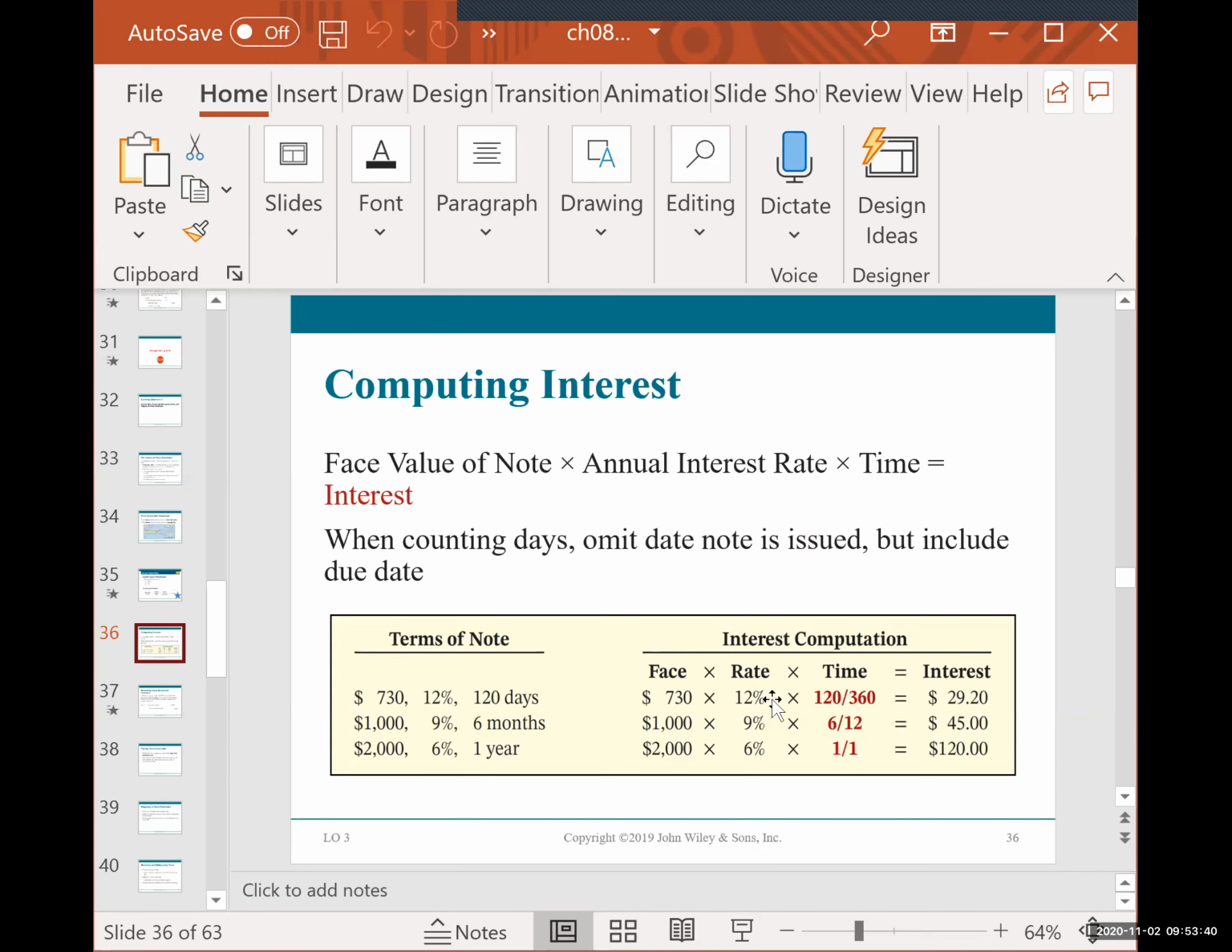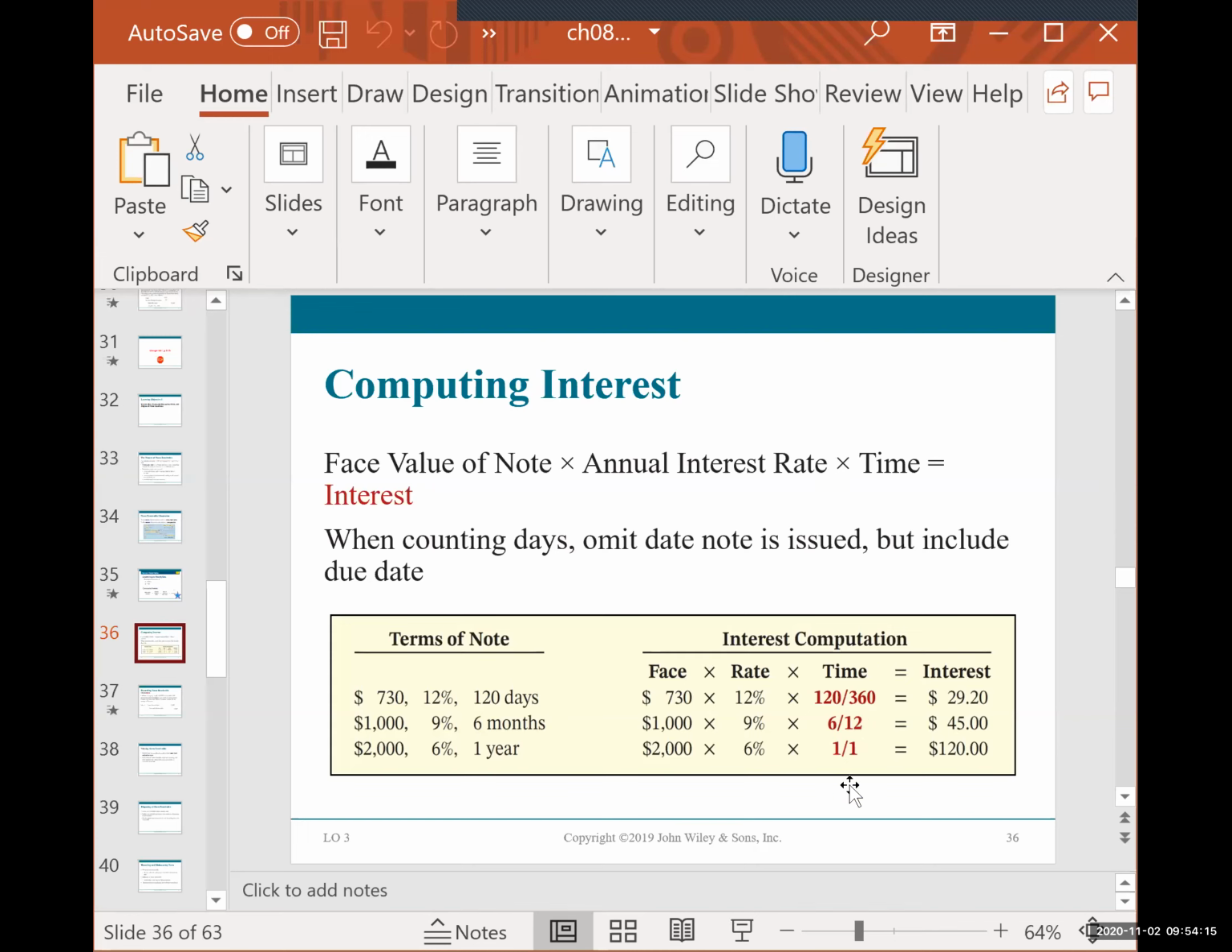Okay. So here's what you need to remember. Look in the time column there. Do you see where it says 120 over 360? Okay. Anytime it's a day note, your denominator, the bottom number, is going to be 360 whenever it's a day note. Now, we know there's 365 days in a year, right? But in accounting, we use 360 days, and your book describes why they use 360 and not 365. But what you need to remember is that if it is a day note, the denominator is always going to be 360. Now, the numerator, in this case, they're showing 120.